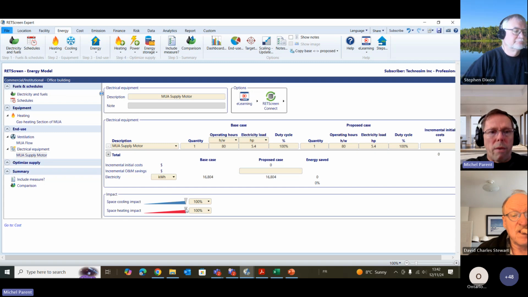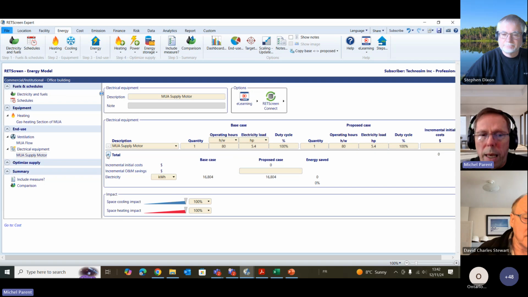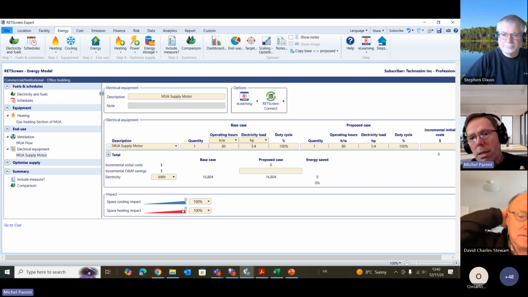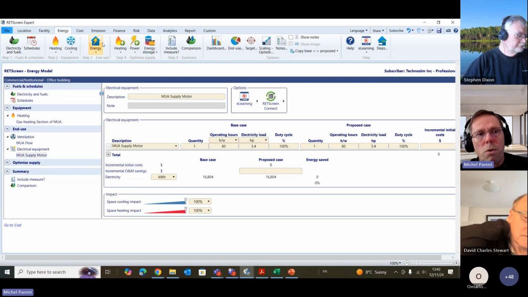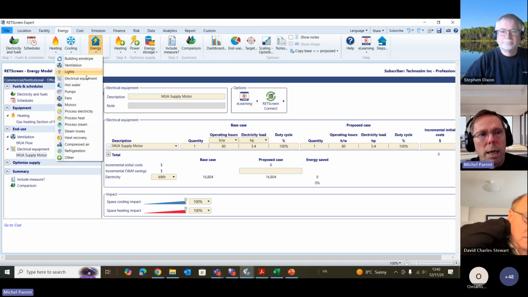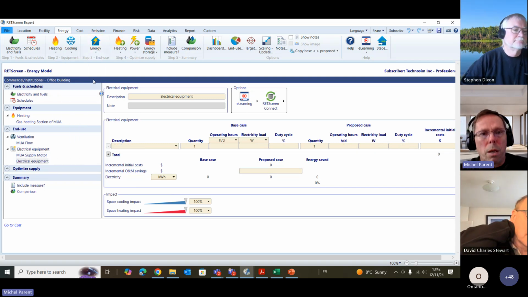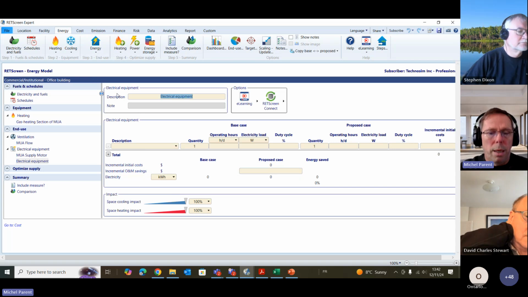So I could decide now I've got another motor, which is my exhaust motor, which is returning that makeup air in it. I could click on plus here, define it here. It would be a mistake because that exhaust fan doesn't have any heating impact because it's exhausting everything to the outside. So what you have to do is go back into energy, define a new electrical equipment, and this one will be your return fan.